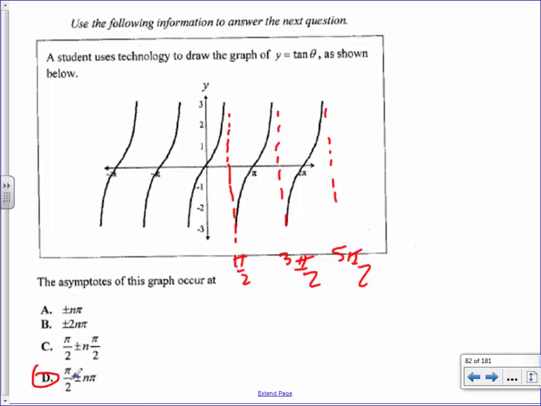You have an asymptote at pi over 2. The next asymptote is pi away. But you could add pi a million times if you want. You could add pi once or twice or 3 or 4 or -5. That makes sense. Okay.